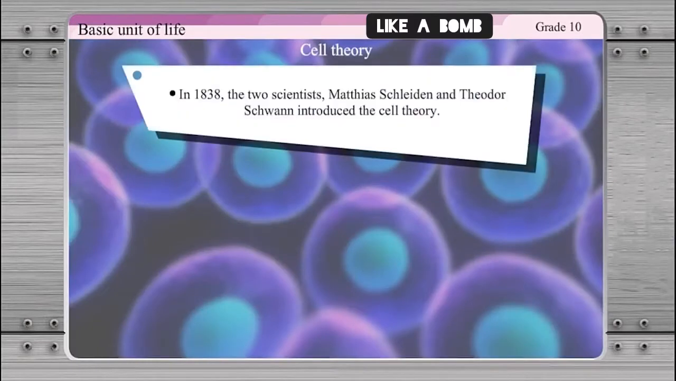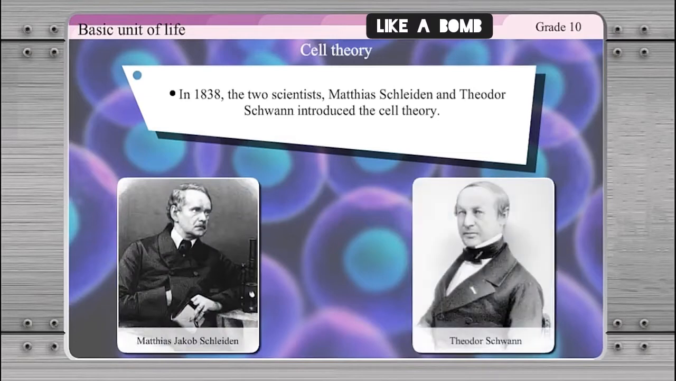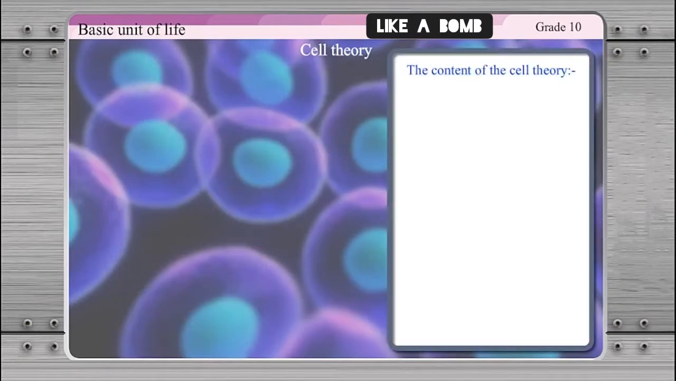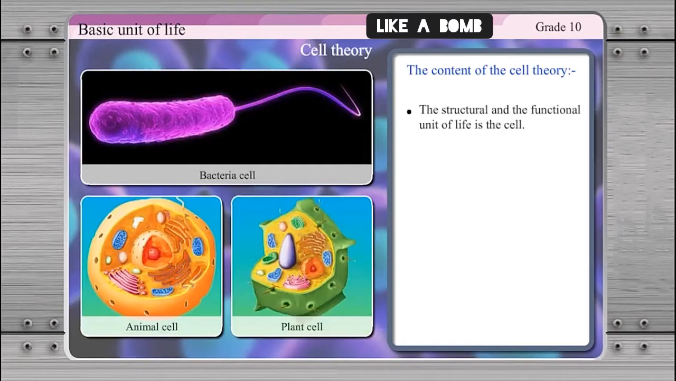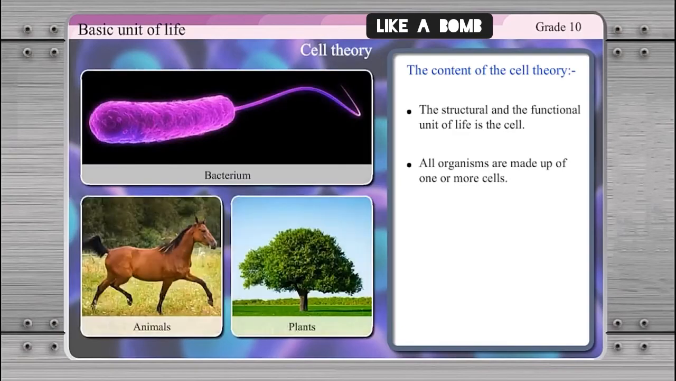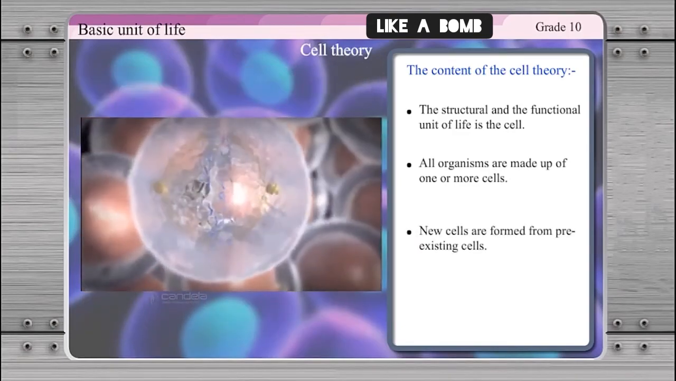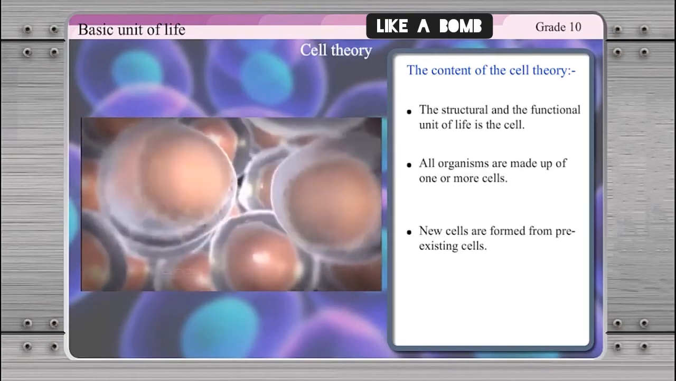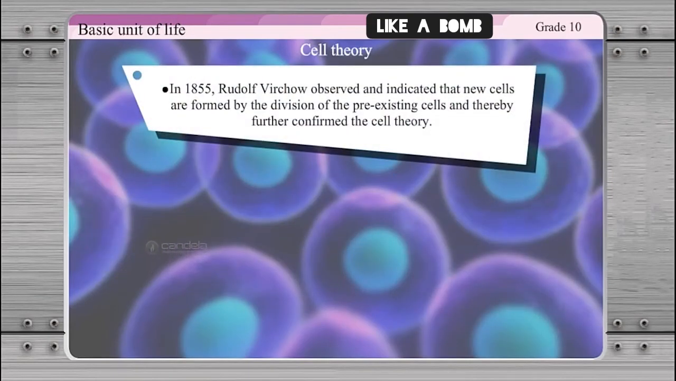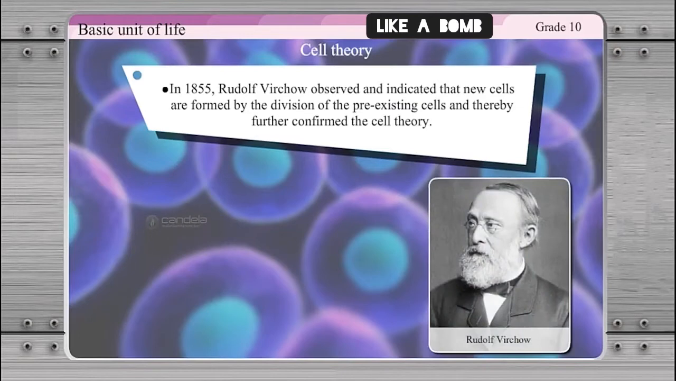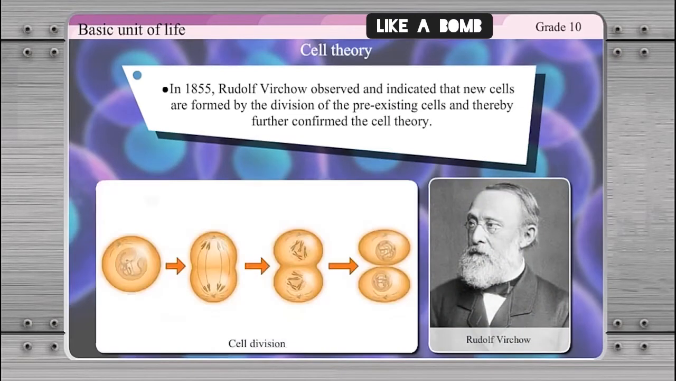In 1838, the two scientists, Matthias Schleiden and Theodor Schwann, introduced the cell theory. According to the cell theory, the structural and functional unit of life is the cell. All organisms are made up of one or more cells, and new cells are formed from pre-existing cells. In 1855, the scientist Rudolf Virchow observed and indicated that new cells are formed by the division of pre-existing cells, and it further confirmed the cell theory.